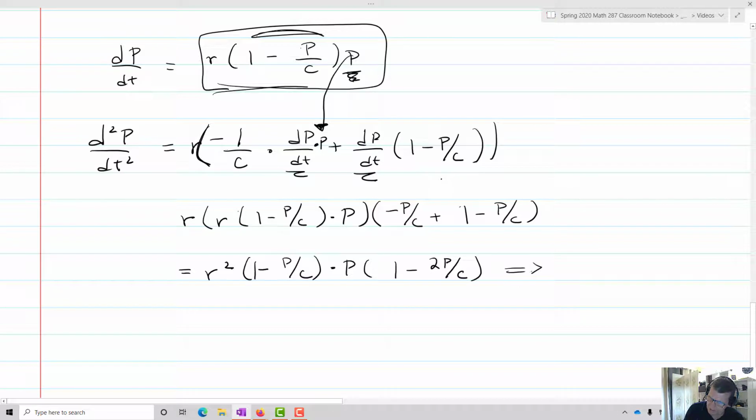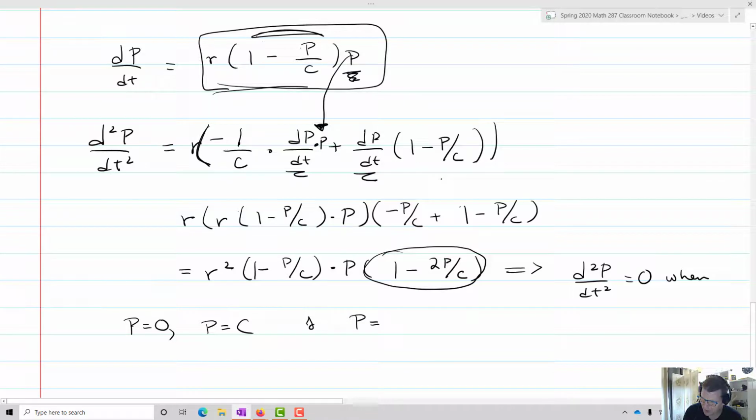If we set that equal to 0, right, d squared P dt squared equals 0 when P equals 0, P equals C, and P equals, okay, so we'll use this last one here, P ends up equaling C over 2, or carrying capacity divided by 2. And so those are all our points of inflection, our changes in the concavity. We can make checks as to whether they'll be positive or negative, but we don't need to go into that right now. So those are our points of inflection: P equals 0, P equals C, and P equals C over 2.